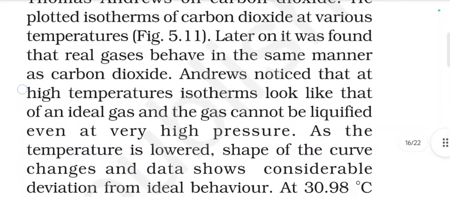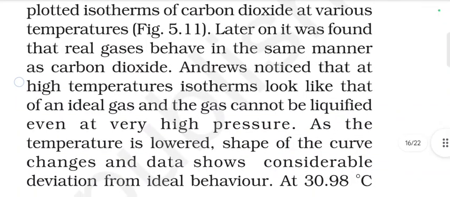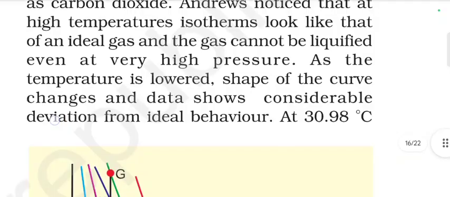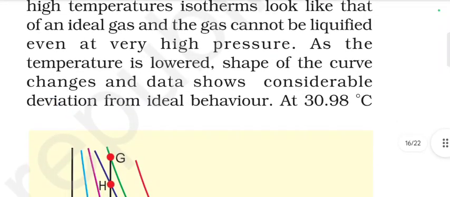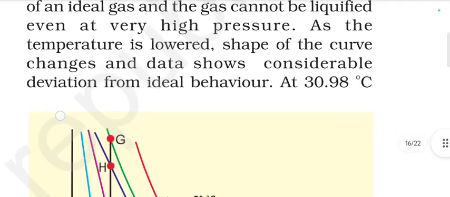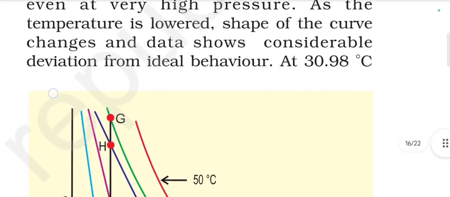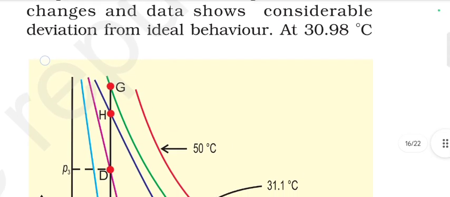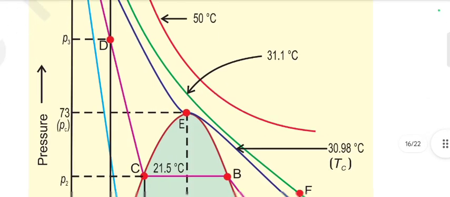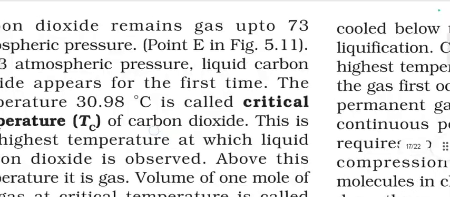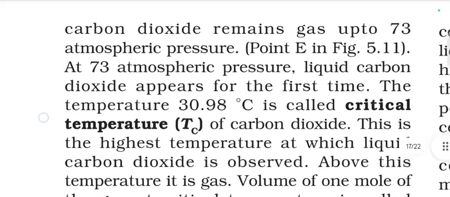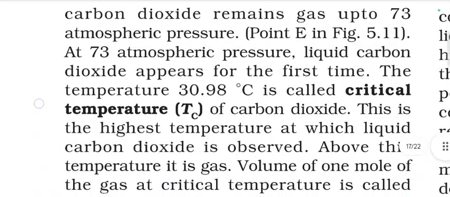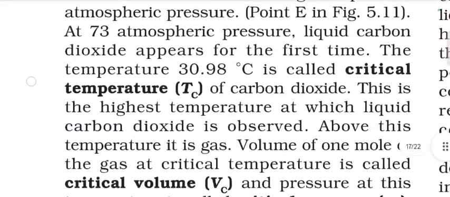Figure 5.11. Later on, it was found that real gases behave in the same manner as carbon dioxide. Andrews noticed that at high temperatures, isotherms look like that of an ideal gas, and the gas cannot be liquefied even at high pressure. As the temperature is lowered, the shape of the curve changes and data shows considerable deviation from ideal behavior. At 30.98 degrees Celsius, carbon dioxide remains gas up to 73 atmospheric pressure. Point E in figure 5.11, at 73 atmospheric pressure, liquid carbon dioxide appears for the first time.